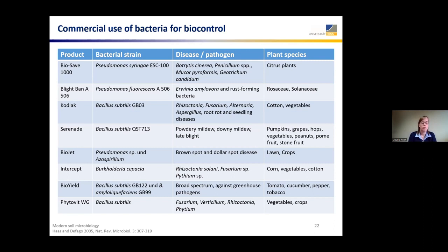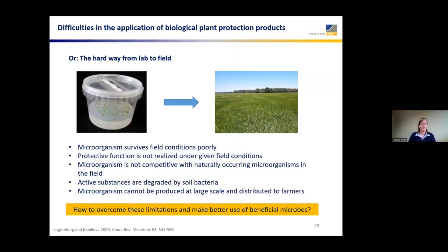So it seems not to be that easy. And I have to admit, it is not that easy. All the different strategies and mechanisms we have observed in the lab can be very difficult and challenging to transfer to field conditions. Or let's say it in other words, the hard way from the lab to the field. We may see very nice protective effects, growth promoting effects under laboratory conditions. Once we go to the greenhouse, we already lose some of these functions. If you go to the field, we may lose even more of these functions.